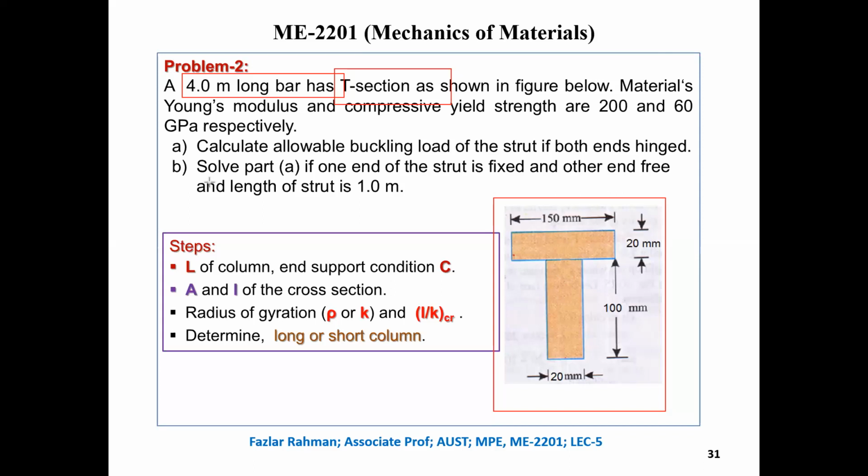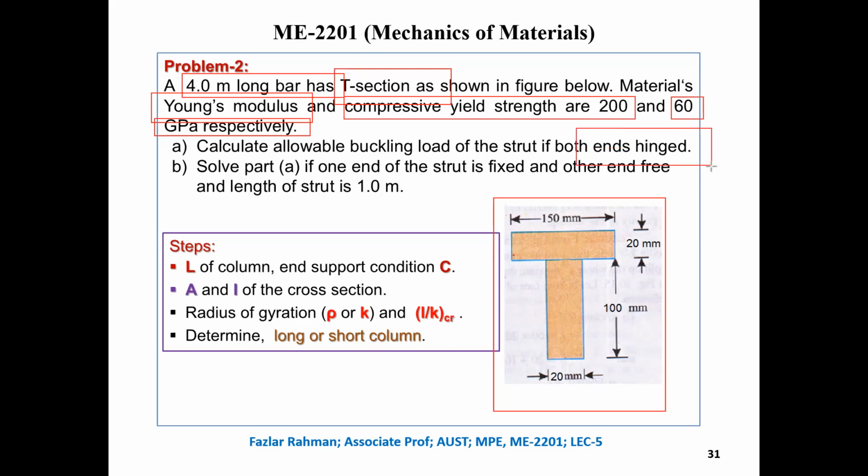So there is a 4 meter long bar, and it has a T cross section as shown in the figure below. It's saying the material Young's modulus, E, the value of E is given, and the compressive yield strength is given. Both are 260 gigapascal.